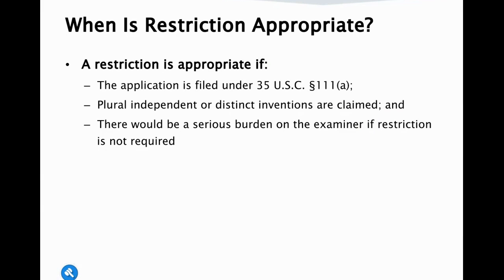Restriction practice is applicable only to U.S. national applications filed under 35 U.S.C. 111. The claims of the application must be compared to determine if they describe plural independent or distinct inventions.